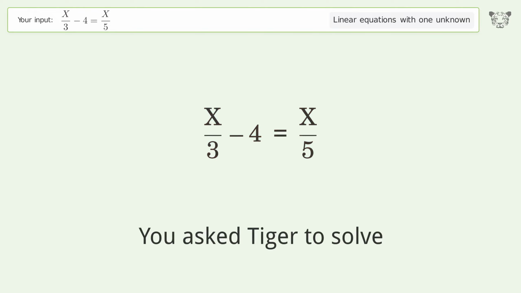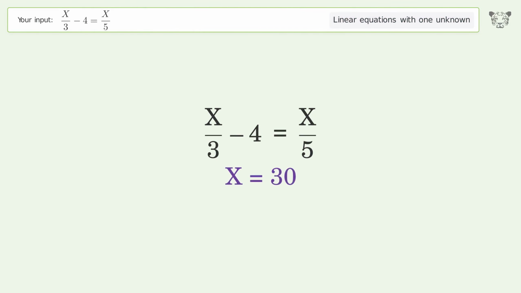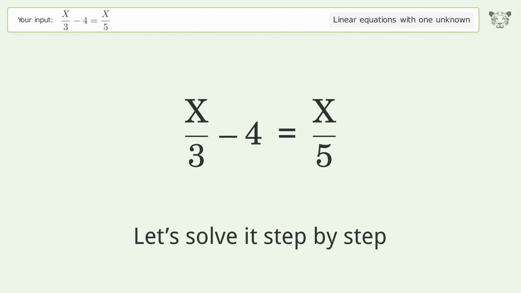You ask Tiger to solve this. This deals with linear equations with one unknown. The final result is x equals 30. Let's solve it step by step.